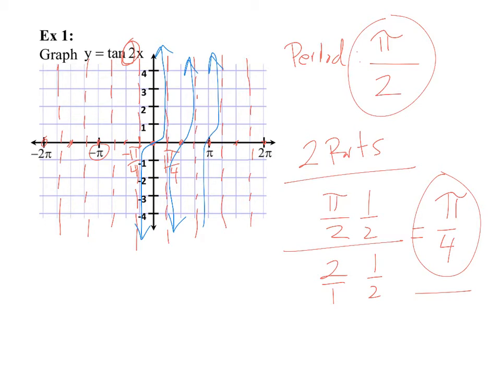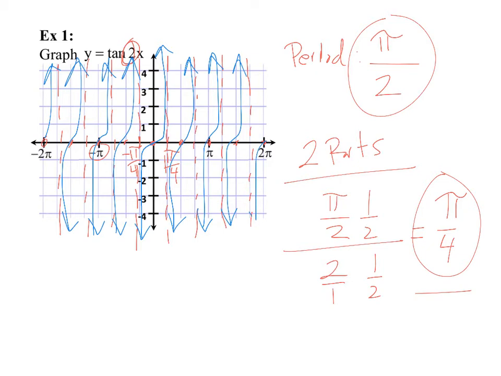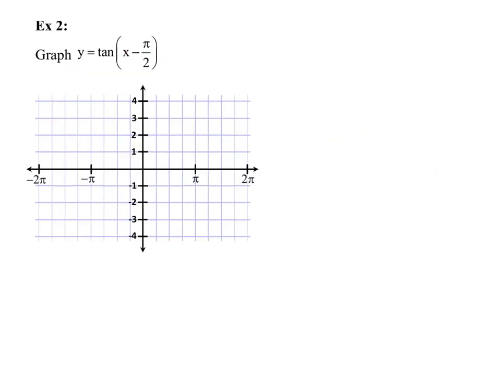Alright, so pretty simple stuff. Alright, and once again, this is like a type of wave. Sort of looks like water ripples, doesn't it? Alright, and this one stops right there. Okay, next example. Example 2, we're going to have a phase shift.